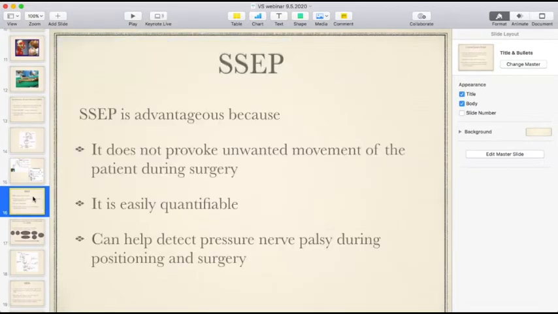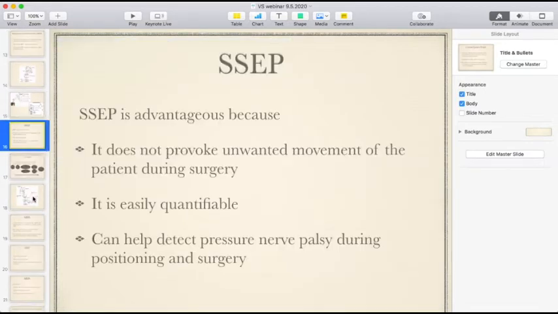SSEP is advantageous because it does not provoke unwanted movement of the patient during surgery, unlike MEP. It is easily quantifiable, and other than helping in protection of the neural structures in the area of surgery, it can also help in detecting pressure nerve palsy or any abnormal positioning during surgery, so that we can avoid any permanent neurological damage.